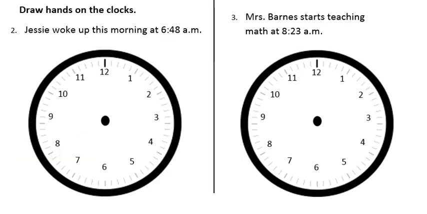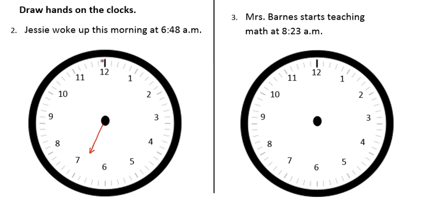In the next section, we're going to draw the hands on the clocks to match the times. The first question says, Jesse woke up this morning at 6:48 a.m. Well, 6:48 is getting pretty close to 7 a.m. When I put my hour hand in, then I want the hour hand to be closer to the 7 than it is to the 6, since it's getting pretty close to 7 o'clock. So I'll draw my hour hand in.